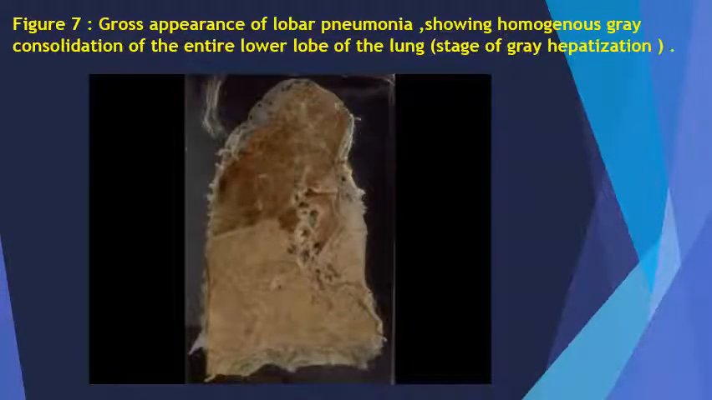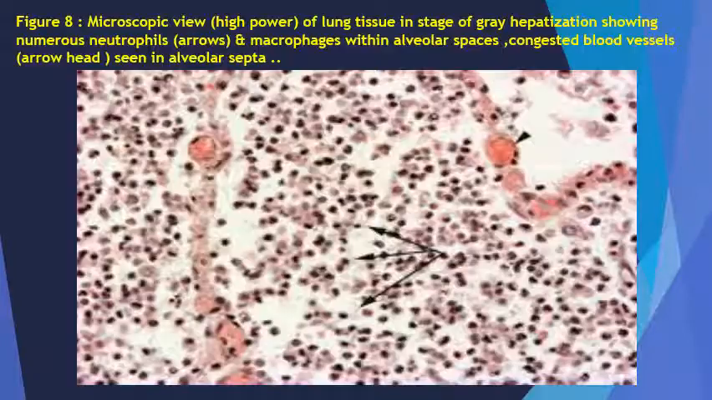This is a gross appearance of lobar pneumonia, showing homogeneous gray consolidation of the lower lobe of the lung. This is the stage of gray hepatization. This is a microscopic high power view of the lung tissue in gray hepatization. Here the alveoli are filled with neutrophils.